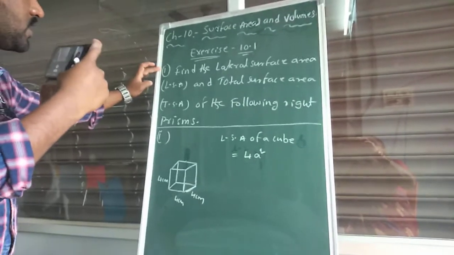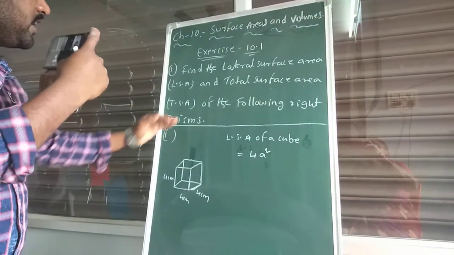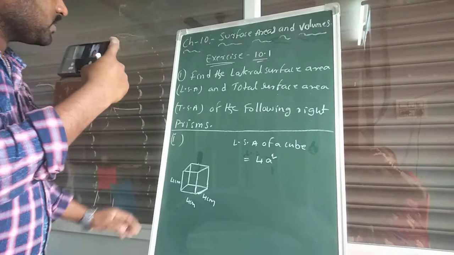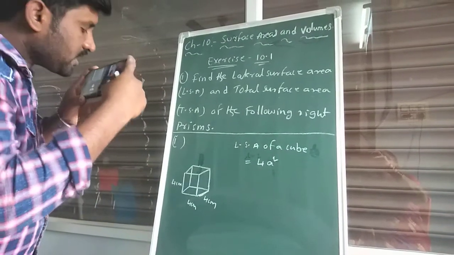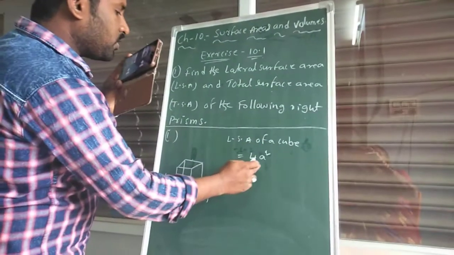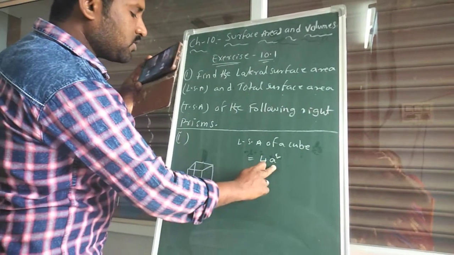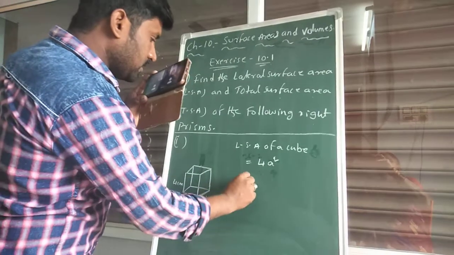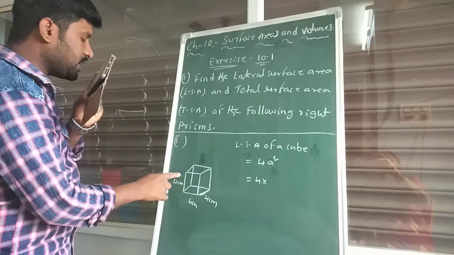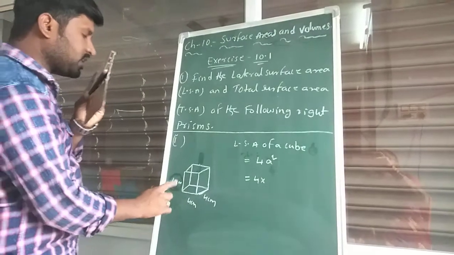In that first question, find LSA and TSA of a right prism. Cube is an example of a right prism. The LSA of a cube is 4 into a square. Here a is what? Side. Then 4 into a square, what is the side? Here a means that is 4 centimeter.